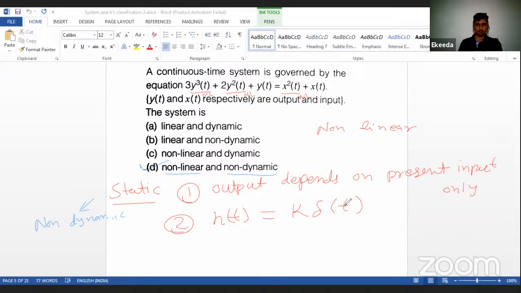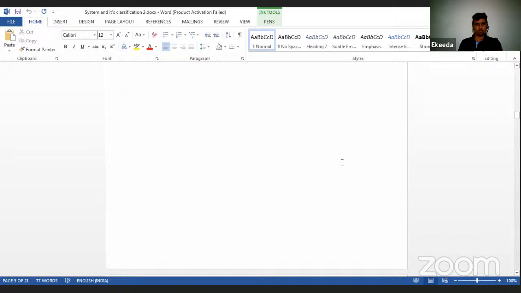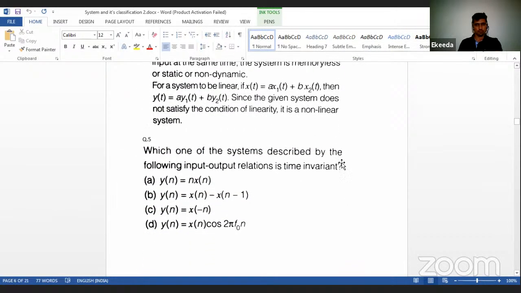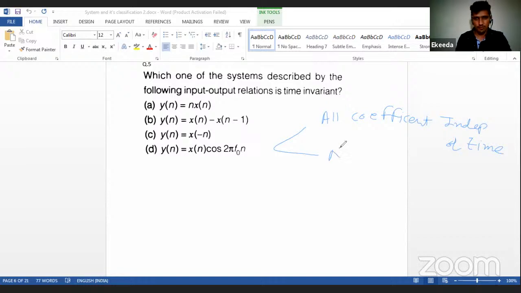Now coming to the next. Time invariant. Again, we can use the definition I have provided: all coefficients must be independent of time, and another is that there is no scaling on the time domain.